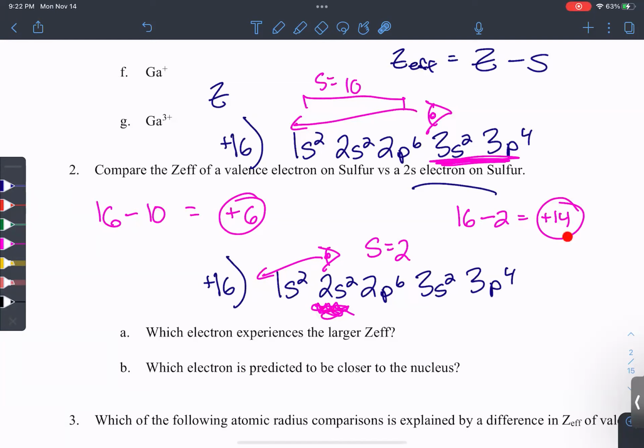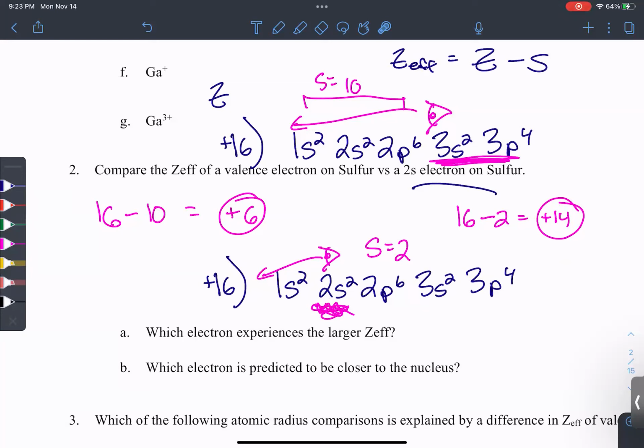2s is way more attracted. So which one do you think is harder to remove? That 2s electron. So do you ever think we'll remove that 2s electron? No, it's real attracted, versus the valence electron experiences a much, much lower effective nuclear charge. And so that's why those valence electrons participate in chemical reactions. Oh, and then finally, which electron is predicted to be closer to the nucleus? So same idea, which one's more attracted? The 2s electron. So that one is going to be closer to the nucleus, and that's consistent with the Bohr model.